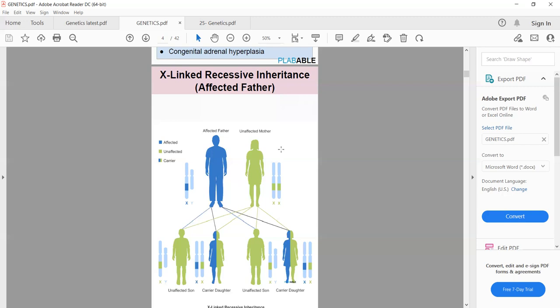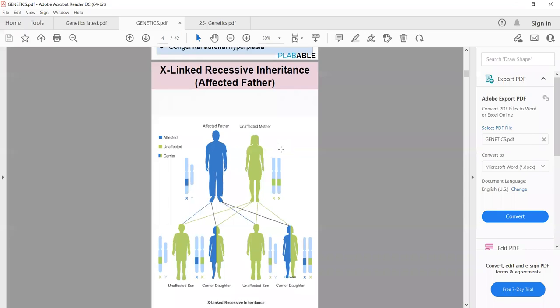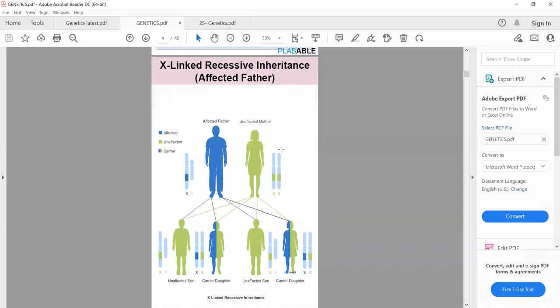So 100% of the daughters will be carriers, and 100% of the sons will be unaffected, or 0% of the sons will be affected. So 0% of the children will be affected, you can say that. And 50% of the children will be carriers. If they are asking about the children, then you will say 50% of the children will be carriers. And if they specifically ask about the daughters, then you will say 100% of the daughters will be carriers. Is this point clear? And if the daughters are 100% carrier, then the son will be 0% affected. Yes, 0% of the sons will be affected, or 100% of the sons will be unaffected.